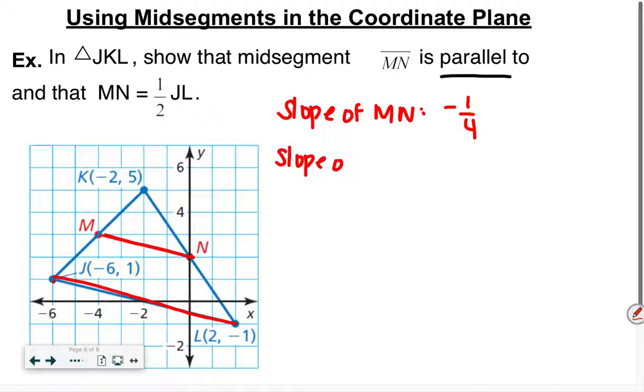Okay, I want to prove that JL has exactly the same slope. So from J to L, it's definitely negative. That's a good sign. And Adam, can you count the rise over run from J to L, how far down and how far over it went for me? Very good. Negative 2 over 8. Which isn't exactly the same as negative 1 over 4, except negative 2 over 8 reduces. What comes out of both 2 and 8? 2, leaving it at 1 over 4. Very good. Okay, negative 1 over 4, negative 1 over 4. That proves they're parallel to each other.